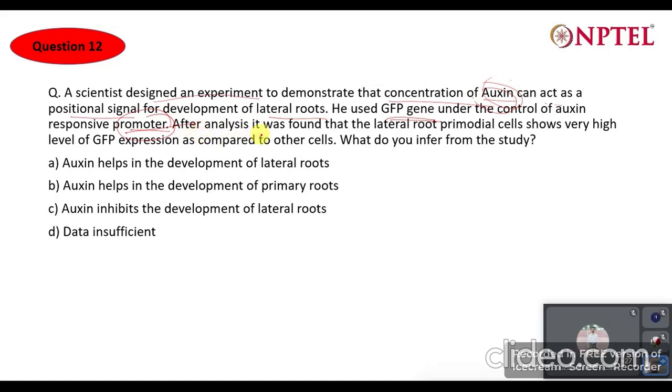So after analysis, it was found that the lateral root primordial cells, that are the cells that the lateral root originates from, show a very high level of GFP expression as compared to the other cells. So what do you infer from this study? The first option says auxin helps in the development of lateral roots.